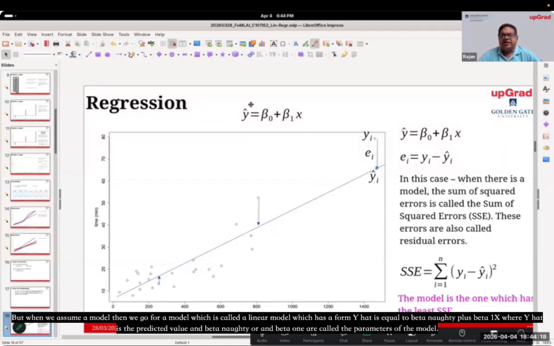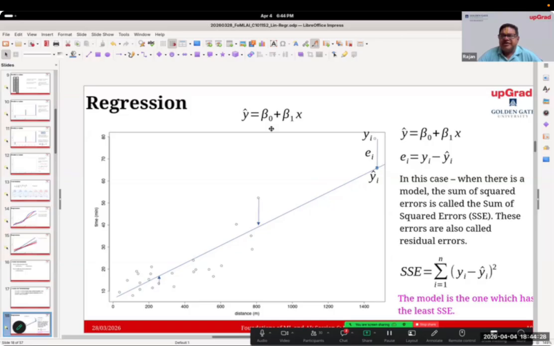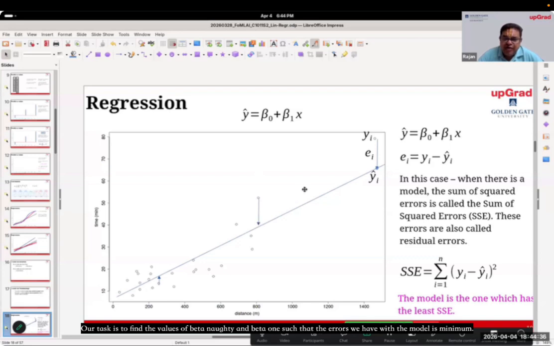Here y hat is the predicted value, and beta naught and beta 1 are called the parameters of the model. Our task is to find the values of beta naught and beta 1 such that the errors we have with the model is minimum.